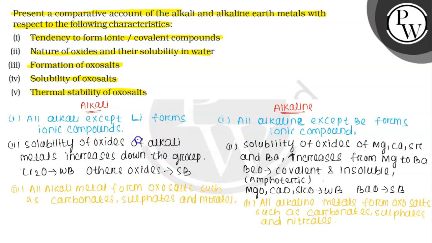We know that the ionic character is more in the case of alkali metals as compared to alkaline earth metals. Solubility is also more, and the thermal stability of oxosalts is more in the case of alkali metals as compared to alkaline earth metals. So these are the five points we discussed to compare alkali and alkaline earth metals. Hope you understand it well. Best of luck.